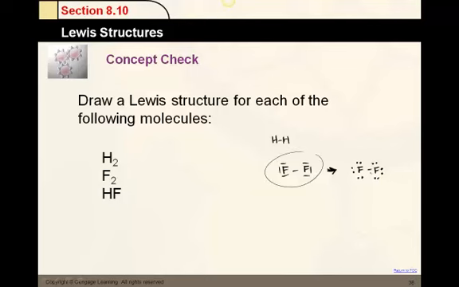And then HF. Right, hydrogen has 1, fluorine has 7. That makes 8 dots, or 4 dashes. So we need 4, 1, 2, 3, 4. Remember, hydrogen only needs 1 dash. So once I put hydrogen down and bonded it to something, I don't need to worry anymore, because I can't put any more around hydrogen. So those are the Lewis structures for each of these following molecules.